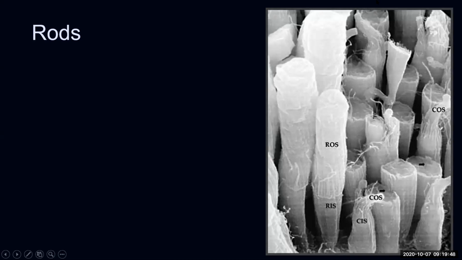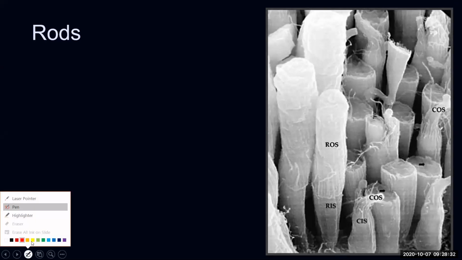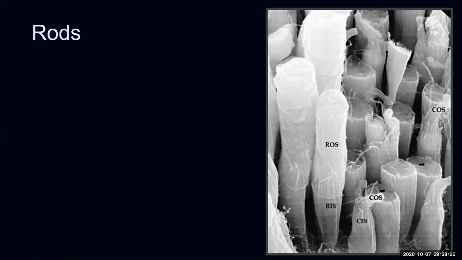So what I'm actually going to do is pause for a second. All right, so now talking about the rods, they are going to be the photoreceptors we use in so-called, let me change my color here. Okay, so this is low light.